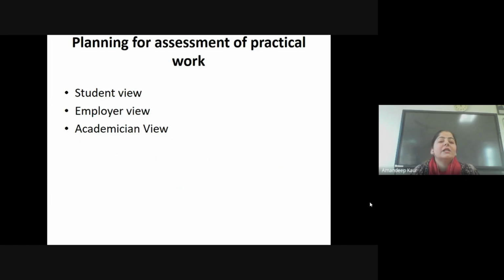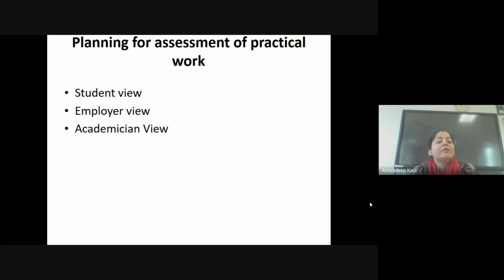In the practical classes also, the teacher can plan for any of the assignment activities that can be given to the student. So when it comes to the student view, students need good marks and attendance out of that. Employers want the student to have more higher order thinking skills, or they look for the attitude development of the student at institute level. So rather than just focusing on the cognitive and the skill development, the attitude of the student also needs to be developed.